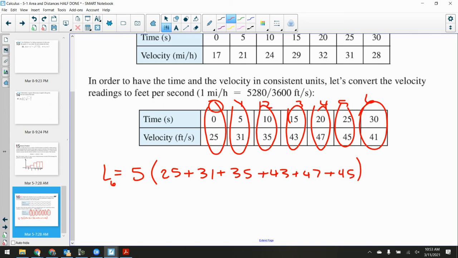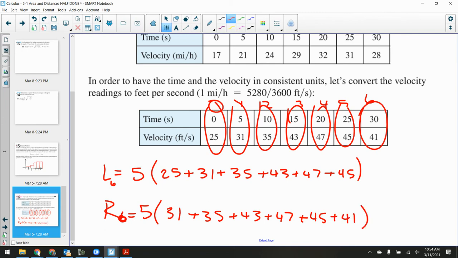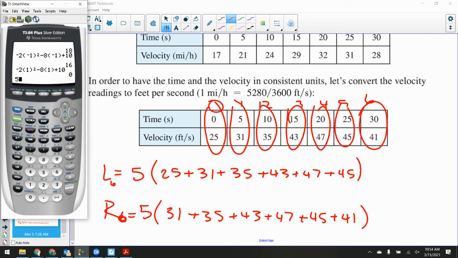Then I'm going to calculate my right side, my upper boundary. And I'm going to do that the exact same way, but now I'm choosing 5 times all of my upper boundaries. Here, here, here, here, here, here. Starting at 31, 35, 43, 47, 45, 41. Okay. Let's run these numbers. So it's 5 times 25 plus 31 plus 35 plus 43 plus 47 plus 45, which is 1130.